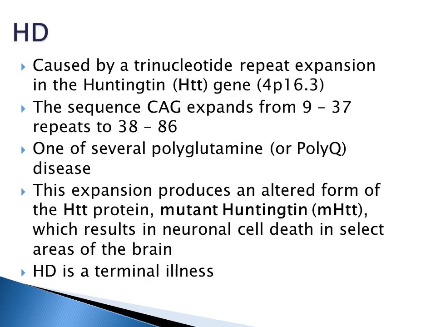So the expansion produces an altered form of the Huntingtin or HTT protein, which is referred to as mutant Huntingtin, which results in neuronal cell death in select areas of the brain and plaque accumulation. So Huntington's disease is a terminal illness.